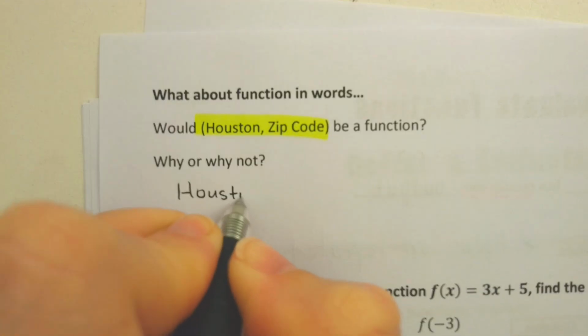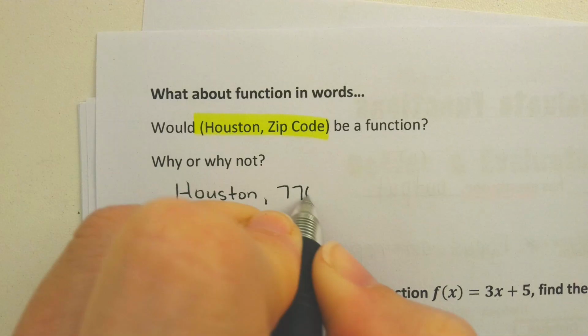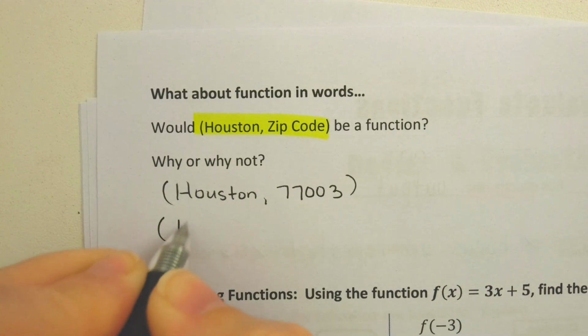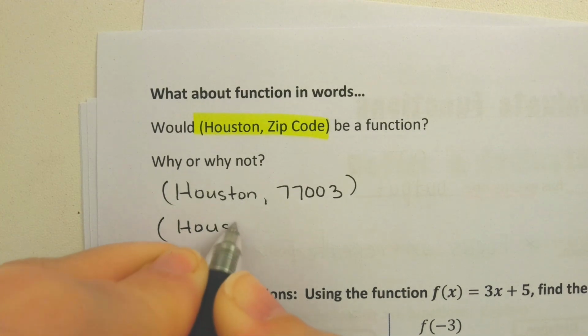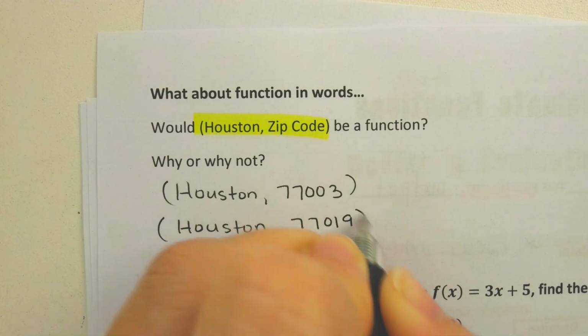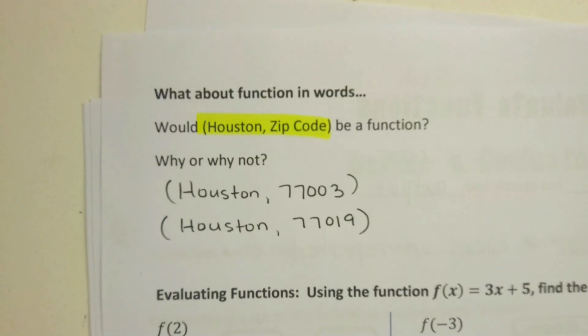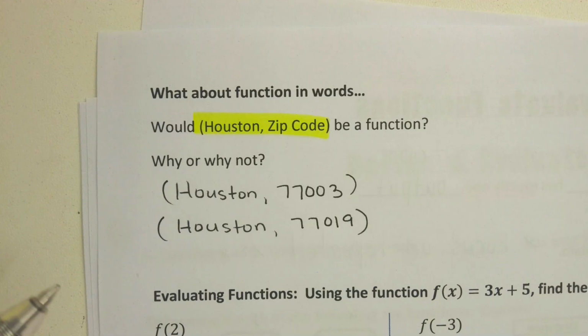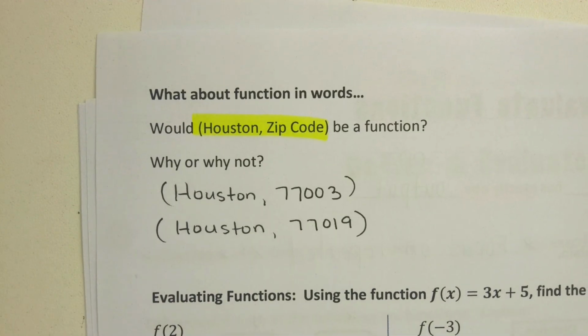I live in 77003. And I live in Houston. This school is in Houston. And our zip code is 77019. Already we got two. I think there's like 40 of them. Like, there's a lot. So if you plug in Houston and get different zip codes, that's not a function. That was a good thought.